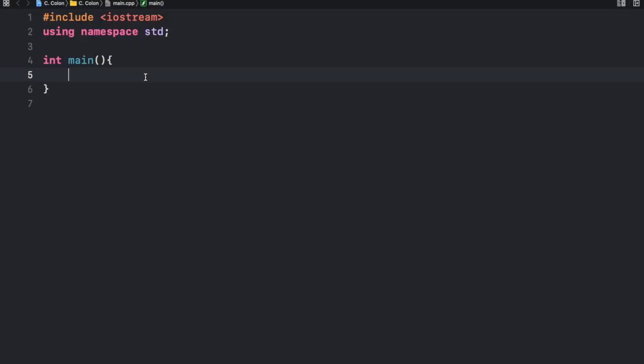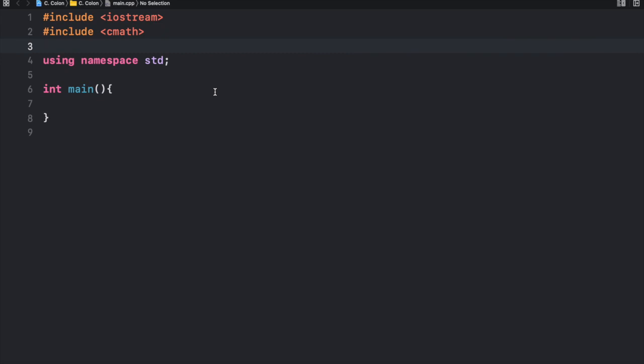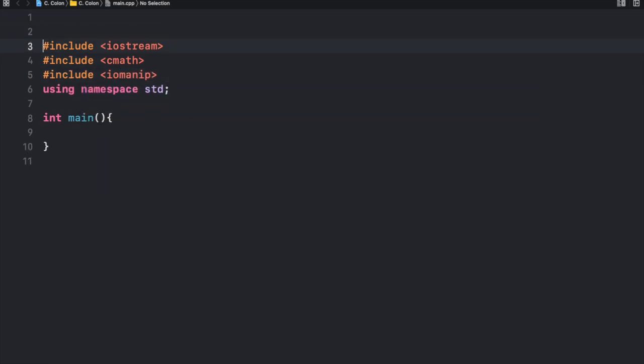Now let's move on to how we're going to code this. One thing to do before we start is we have to #include cmath, and we have to #include iomanip. And we also have to define pi. After defining everything, we can begin coding our solution.